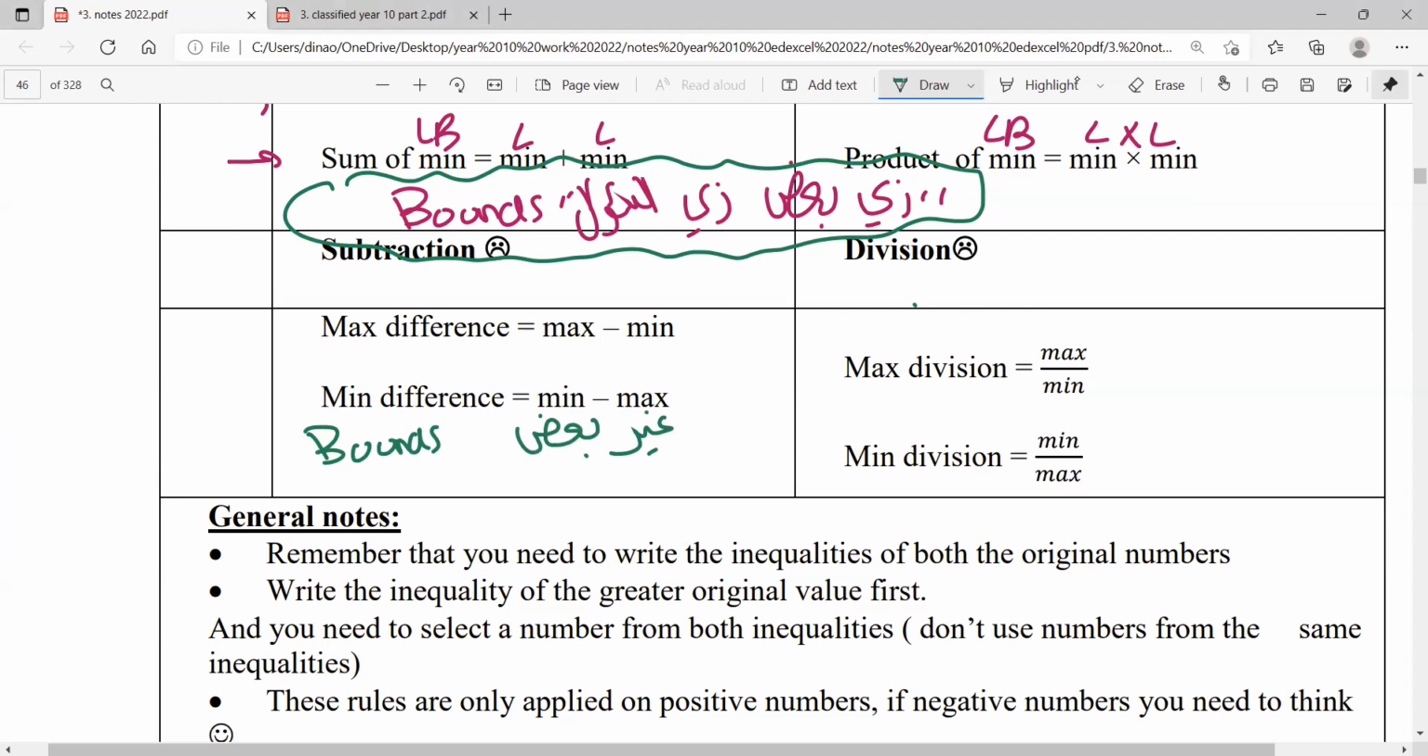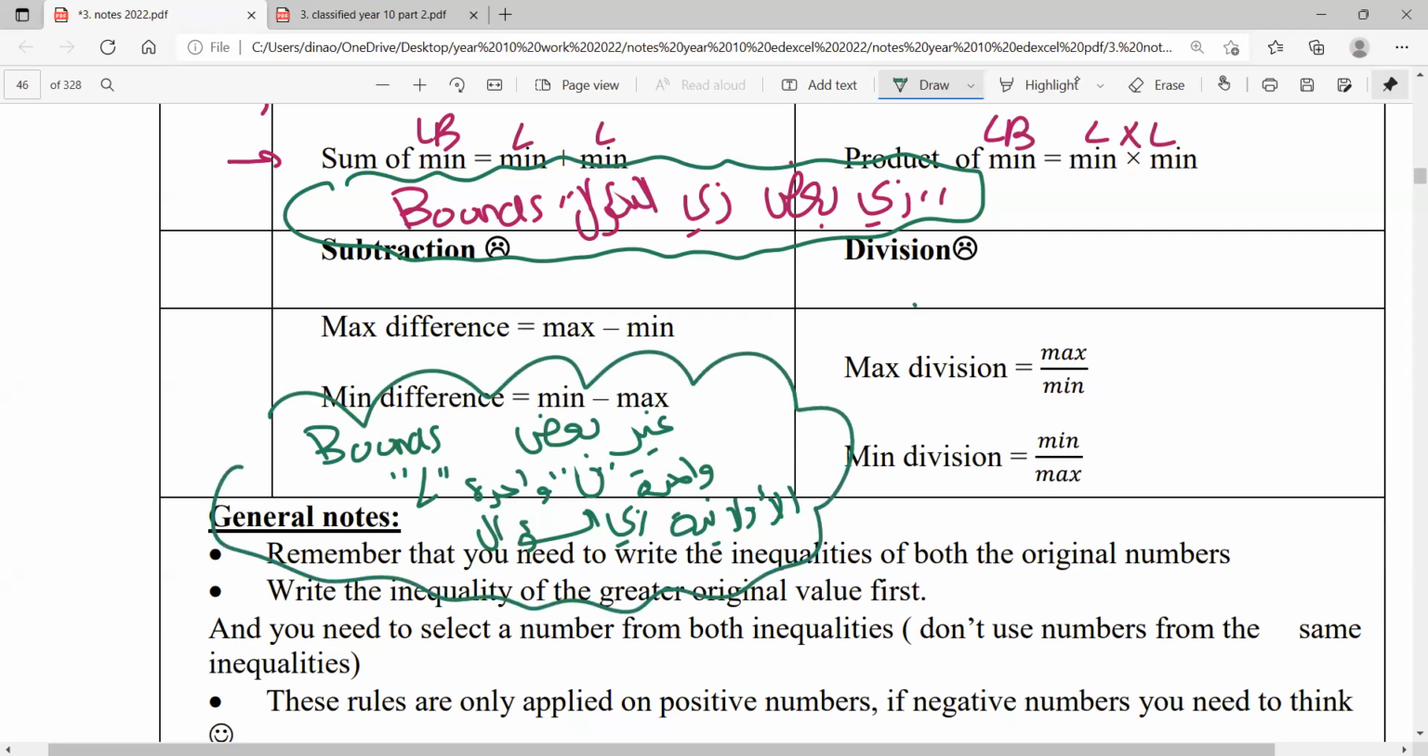What does different mean? It means one upper and one lower. Which is the upper and which is the lower? The first is the same as the question. So in subtraction and in division the bounds are different. What do I mean by the bounds are different? One upper, one lower. Which is the upper, which is the lower? The first item the same as the question and the other is the opposite.